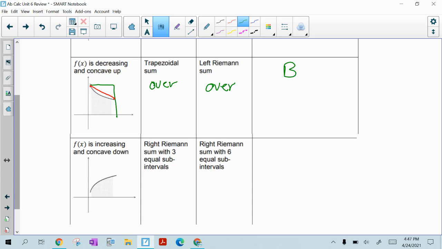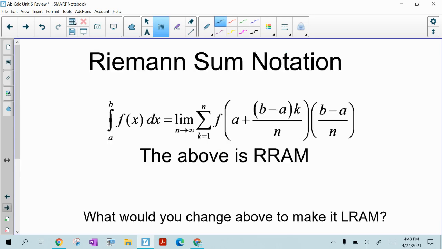Once again, we've got right Riemann sum with 3 subintervals and right Riemann sum with 6 subintervals. Once again, both of these, since it's an increasing function, are going to overestimate. But because you have 6 subintervals here as opposed to 3 subintervals here, column B is going to be more accurate. So therefore, column A will be the greater value. Okay, give it a second. And moving on.